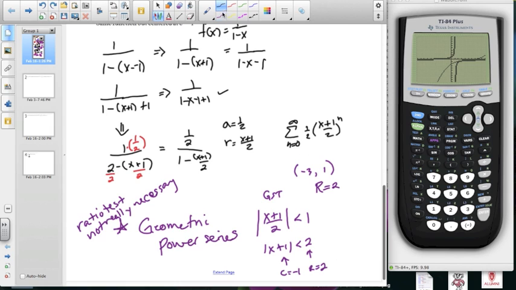So that sets up our number line with a center at negative 1. And if we have a radius of 2, then we're going to be out here at 1, and we're going to be back here at negative 3. And again, since we're geometric in nature, we can't include those endpoints. Those endpoints would make this ratio equal to 1, which is not valid for the geometric series test.